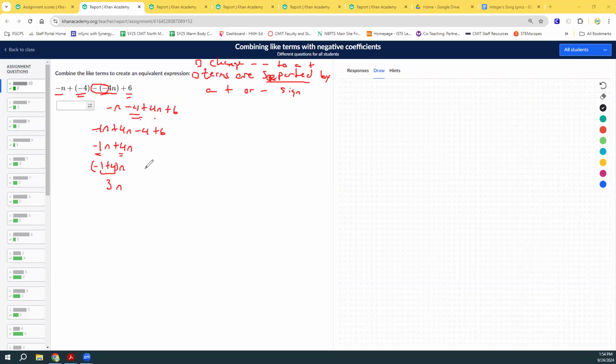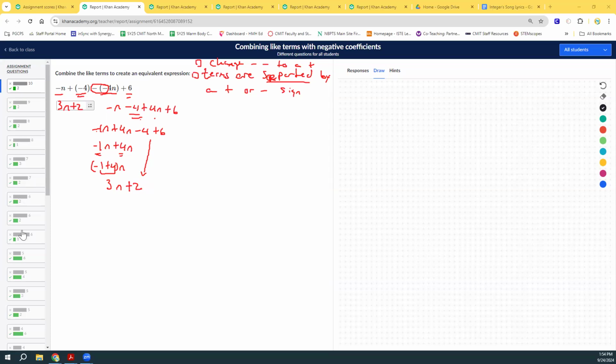And what's -4 plus 6? Well, we're going to subtract those numbers and use the bigger number's sign. So 6 minus 4 is 2. The bigger number is positive, so it's +2. Even though 10 people got it wrong, hopefully now everyone can get it right. It's 3n plus 2.